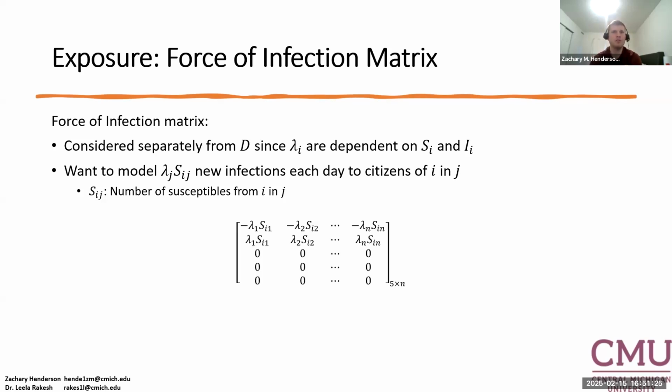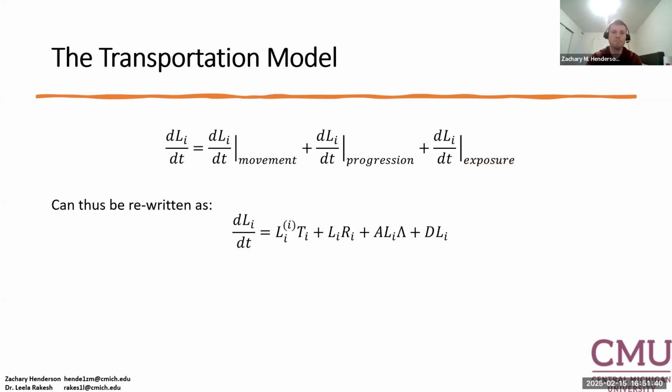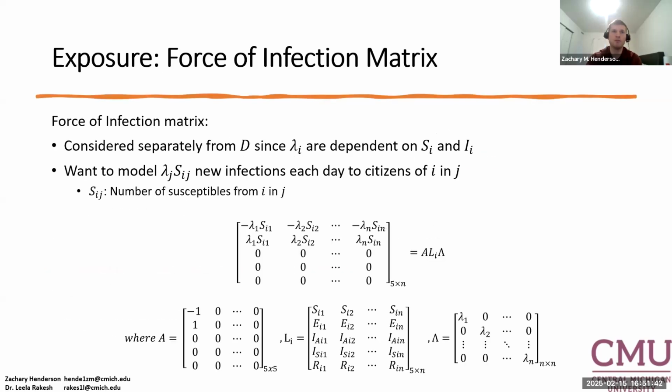And the idea is we want to produce this matrix, which can be produced by a nice matrix multiplication, which is some positional matrix A, where we have -1 in the upper left and then a 1, times the locator matrix. Taking A times L sub I is going to give us our terms without the lambdas, and then to get the lambda coefficients, we just multiply through by this force of infection matrix, capital lambda.